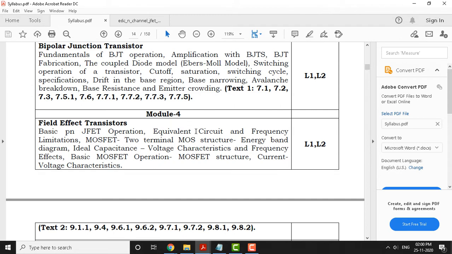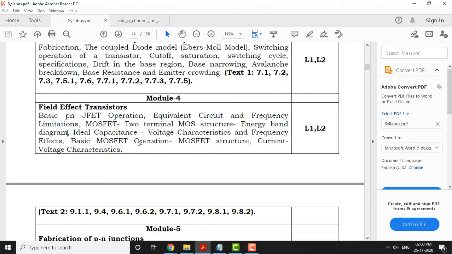Next class onwards, we will see other topics like equivalent circuits, frequency limitations, MOSFET, a two terminal MOS structure and energy band diagram, ideal capacitance, voltage characteristics and frequency effects, and basic MOSFET operation, MOSFET structure, and lastly we are going to end this module with current voltage characteristics. So, this is what we want to cover.